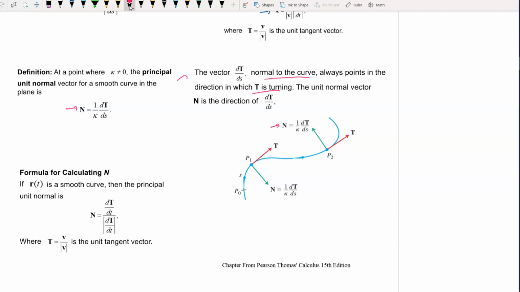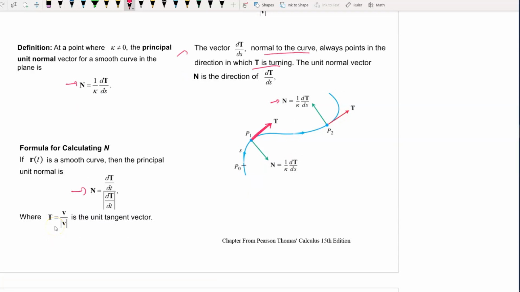Here we have the normal, and this one is the tangent line or tangent vector T. Here is the formula for calculating N: N is equal to the derivative of T with respect to t over the length of the derivative of T with respect to t. T is the unit tangent vector, and that is equal to the velocity over the length of velocity v.